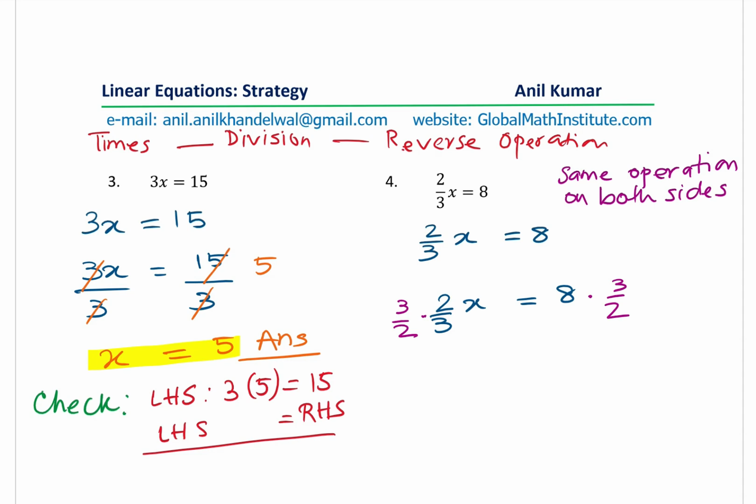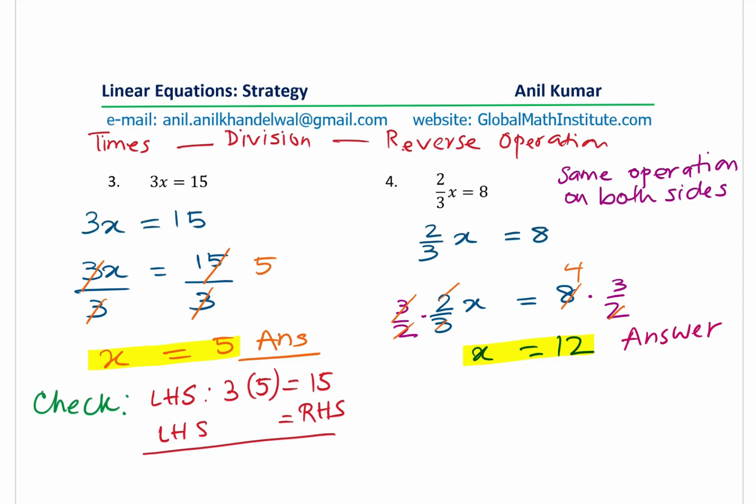Now, as you can see, we can cancel away 3's and 2's. We are left with x on the left hand side, and we can simplify the right hand side. On the left hand side we have x, and there we go. 8 times 3 is 24, divided by 2 is 12. Or you could also simplify by cancelling, and 4 times 3 is 12. And now our solution is x equals 12. And that is our answer.